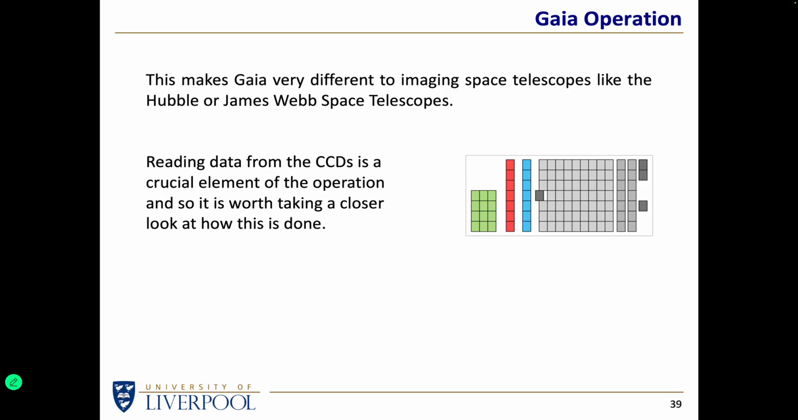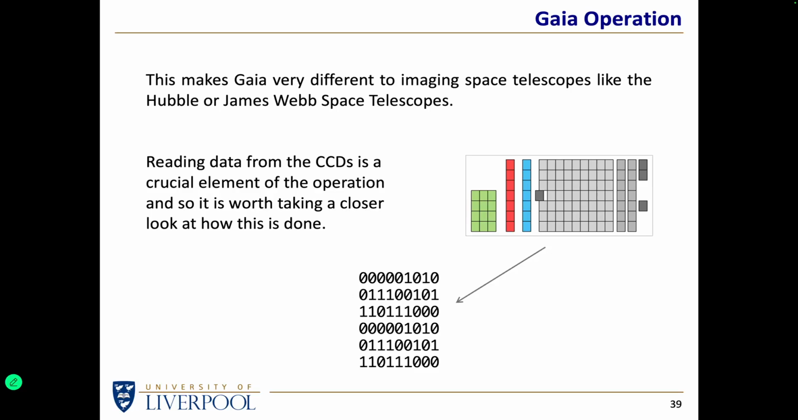Reading data from CCDs, charge-coupled devices, is a crucial element of the operation of Gaia. So it's worth taking a minute or two to look at how that works for Gaia and how it's different from other systems. When light hits a CCD, the light generates charge, and the question is, how do you measure the charge that's generated within each of these CCD sensors? In other words, how do you go from a whole load of charge that is building up in the detector, how do you go from that to a whole load of numbers that tell you how bright is the object that arrived at this particular point in the sensor?